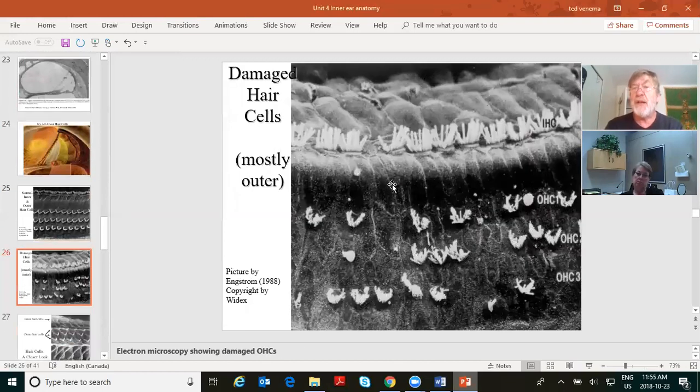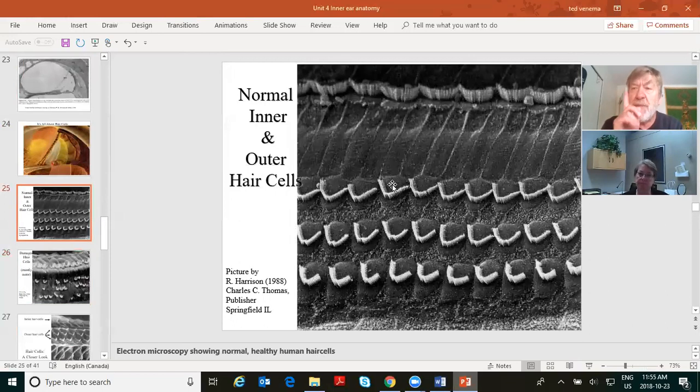Here's a picture of damaged hair cells. Now, most damage occurs to the outers and less to the inner. What's the significance of that? Inner hair cells send all info to the brain. Without the inner hair cells, you are as deaf as a post. Nada. But the inner hair cells have a fundamental flaw. They can't pick up sounds below 50 dB. They can't. Okay? They need help from the outer hair cells to pick up sounds of 10, 20, 30, 40.